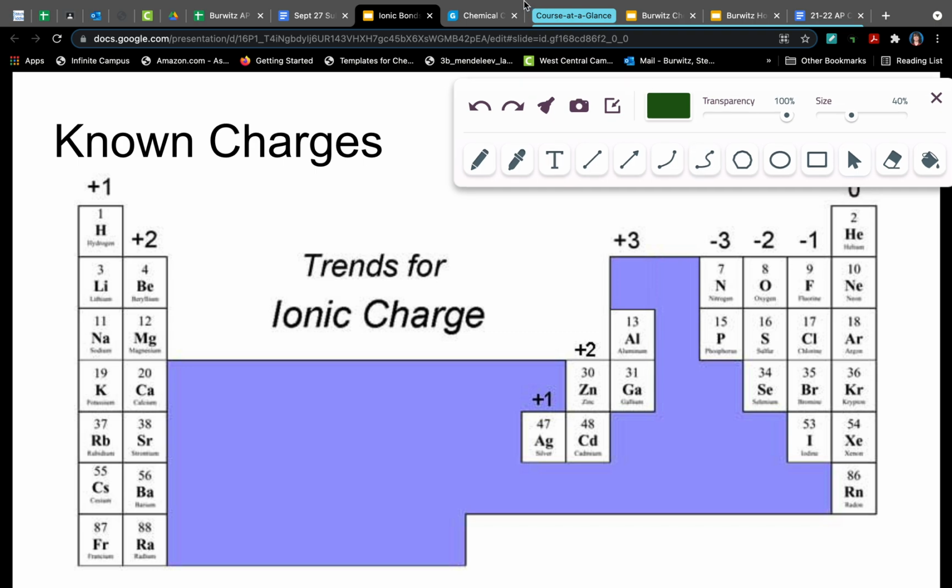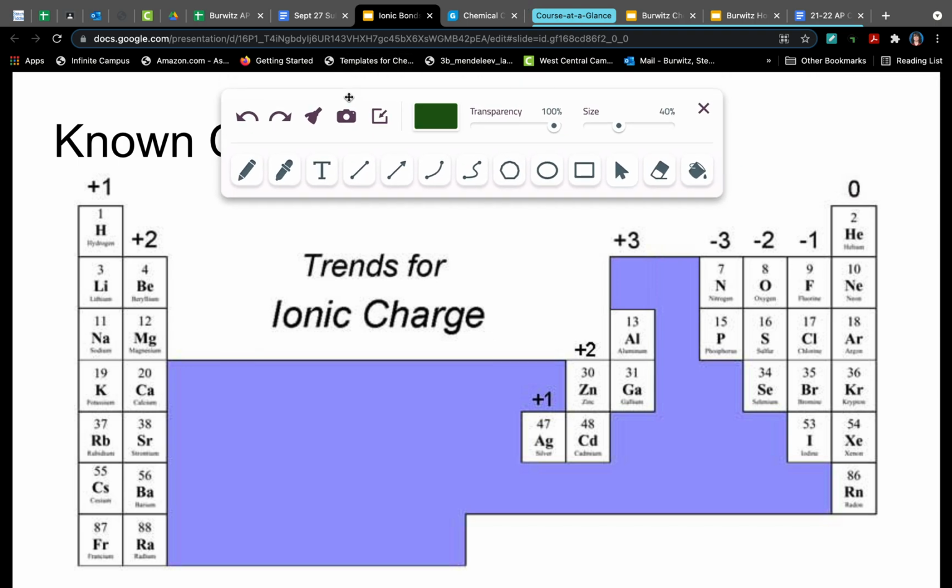I would like you, at this moment, to pause your video and get out your periodic table and write down the known charges that are here. You should notice that alkali metals have a +1 charge. Alkaline earth have +2 charges. We are going to skip over transition metals because they have multiple charges, so we're going to deal with that tomorrow. Silver always has a +1, zinc and cadmium always have a +2, and aluminum always has a +3. I would not concern yourself with gallium because sometimes it has other charges rather than +3.